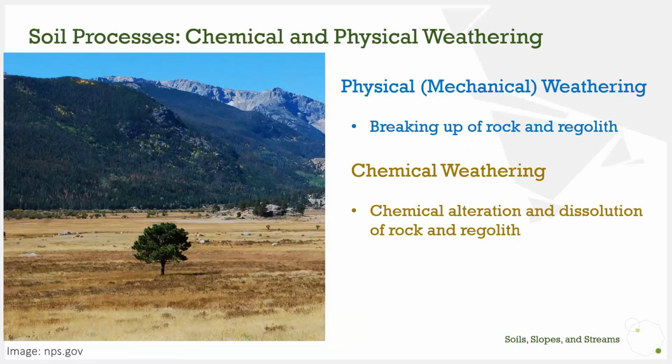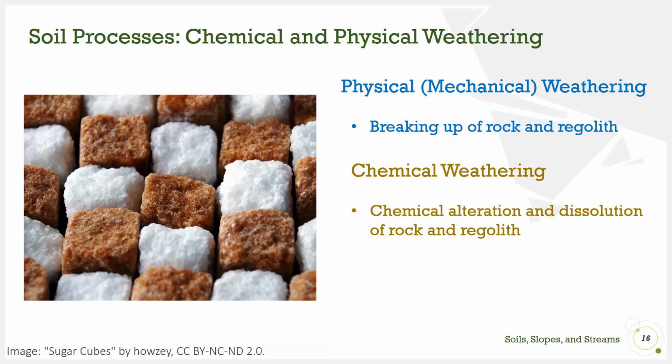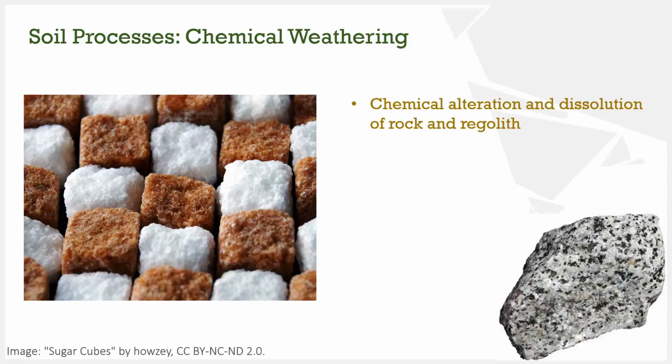We'll now look at the chemical weathering processes that alter and dissolve rock and regolith. These processes convert coherent material to weathered material, and they act along the fractures and spaces that are physically weathered. To understand chemical weathering, we first have to start with a chunk of rock.